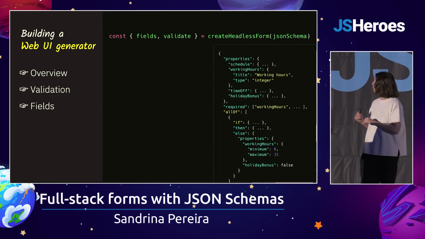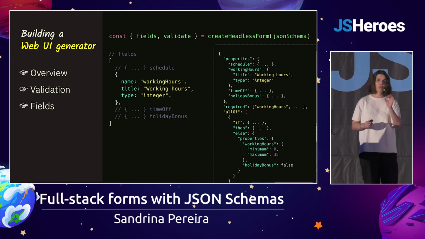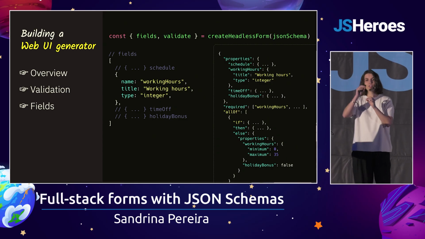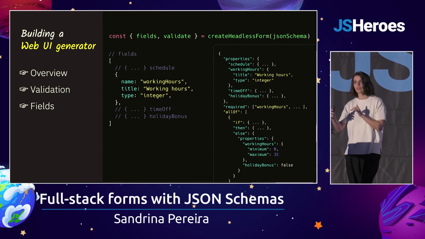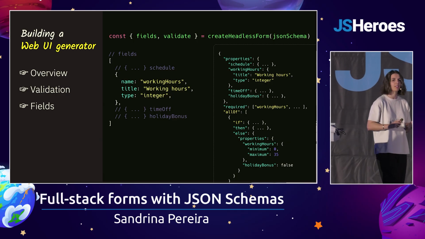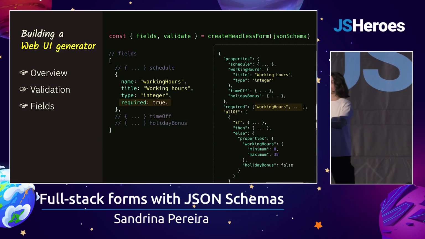This is where we got opinionated and tried to improve the developer experience. The fields is not an object, it's an array with all the fields, and then each object is a direct match from the JSON schema. So we give it a name like working hours, and then the title and the type. I still don't trust the clicker, got them.